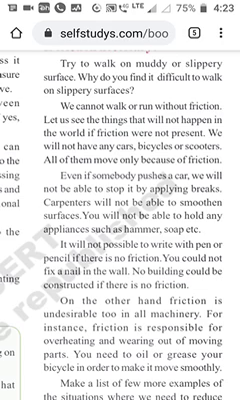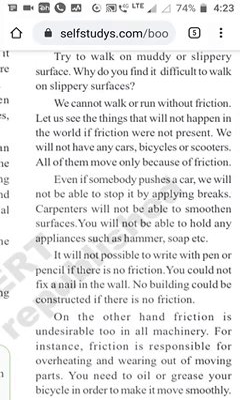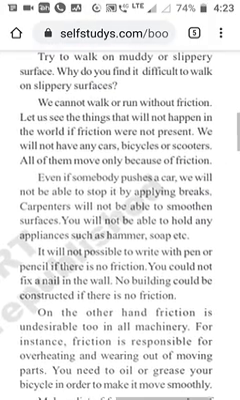Carpenters will not be able to smoothen surfaces. You will not be able to hold any appliances such as a hammer, soap, etc. Already we discussed that carpenters also won't be able to do anything without friction, and won't get the smoothness of the wood. Also if somebody pushes a car, we are not able to stop it by applying the brakes. So without friction we can't do anything.